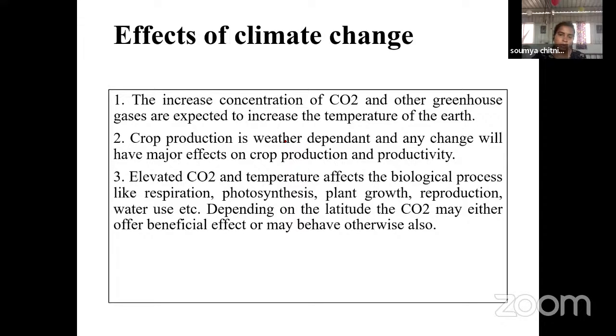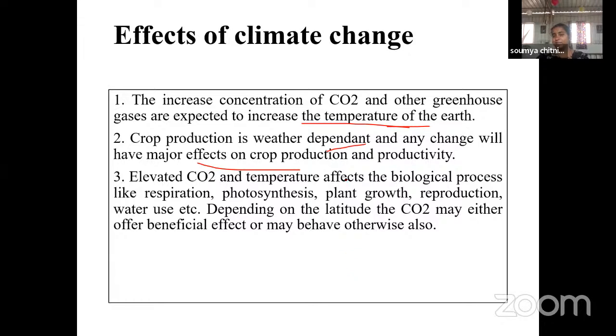Okay, so what happens because of this climate change? This increase in concentration of carbon dioxide and other gases increases the temperature. Because of this increase in temperature, there is an effect on agriculture as well, and crop production is weather dependent, and any change will have major effects, especially in our country. And this elevated carbon dioxide and temperature affects many other biological processes as well.